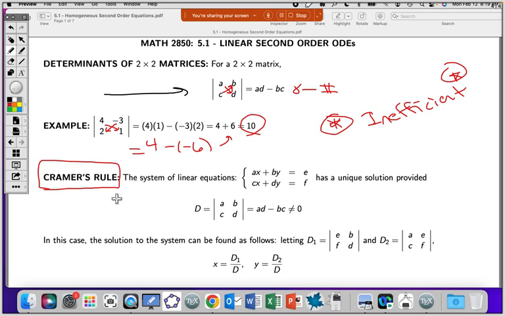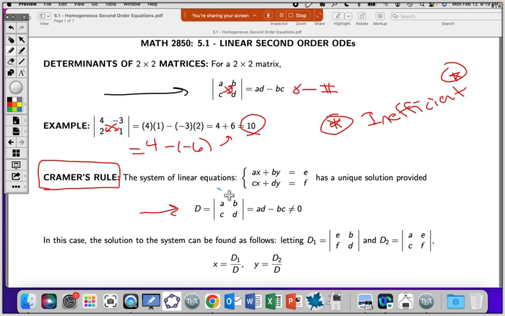Theoretically it's a nice result. It's going to help us prove what we need to do here in differential equations, but usually you'll find more efficient methods to solve systems. So here's what it says. You've got a system of linear equations, ax plus by equals e, and cx plus dy equals f, has a unique solution provided this determinant is not 0. So a, c, b, d, this is called the determinant of the coefficient matrix.